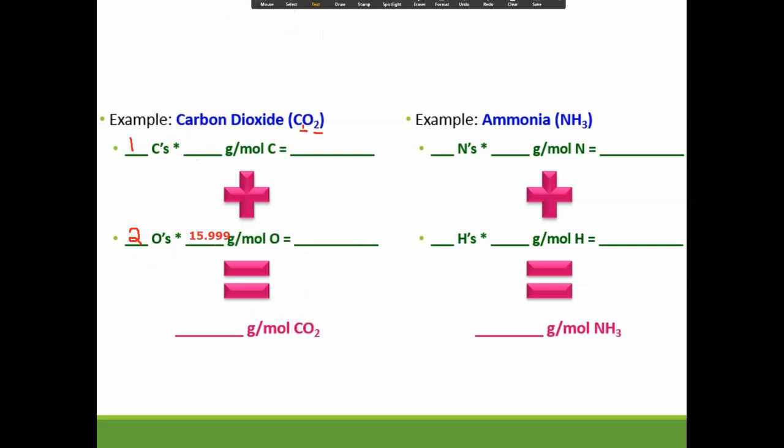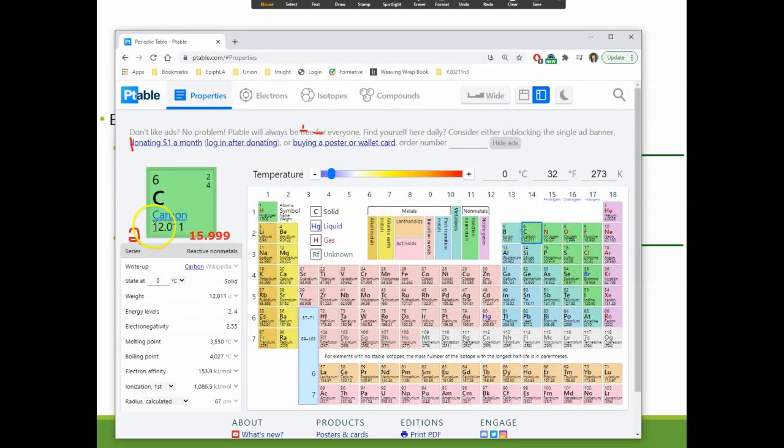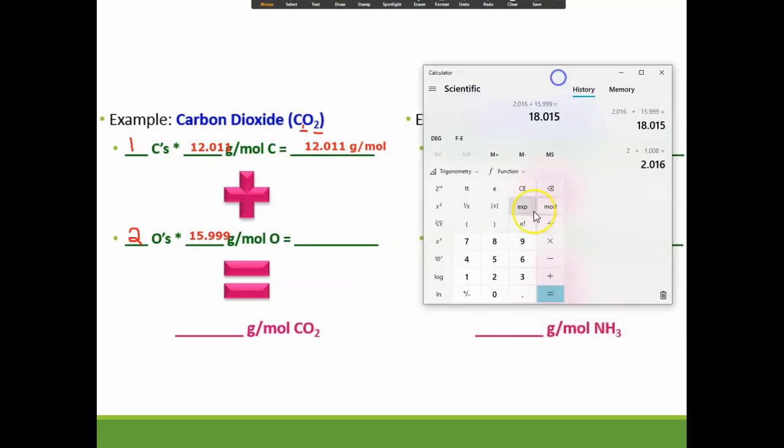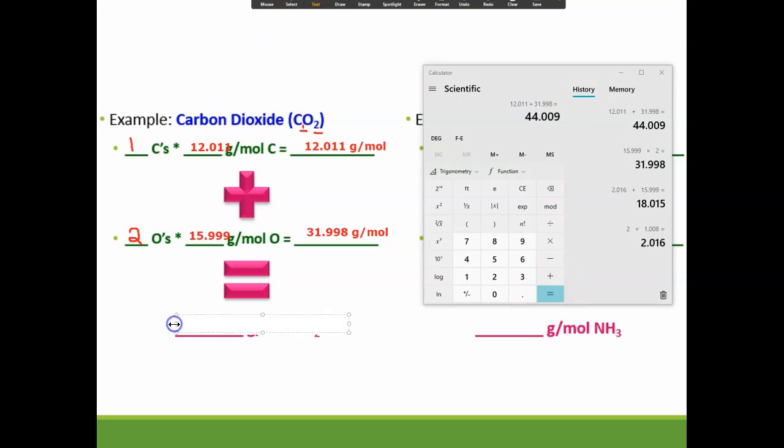The molar mass of carbon, going back to my periodic table, is 12.011. So 12.011 times the 1 carbon is still going to be 12.011. The oxygens, there's actually 2 of them this time, so I need to take the 15.999 and multiply it by 2, and so I would get 31.998 grams per mole. Now I know how much a single carbon weighs and how much 2 moles of oxygen weighs, so I just need to put it all together. 12.011 plus 31.998 gives a final overall molar mass of carbon dioxide of 44.009 grams per mole.